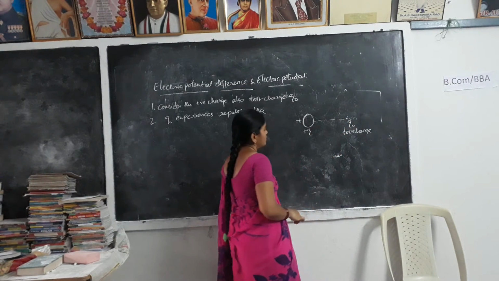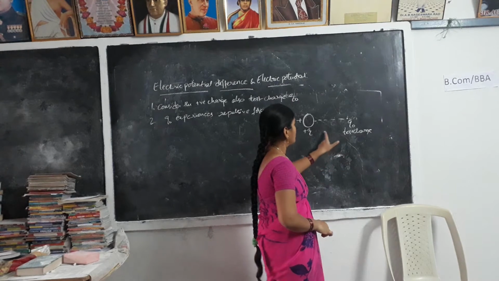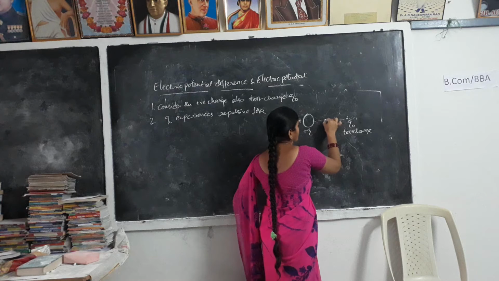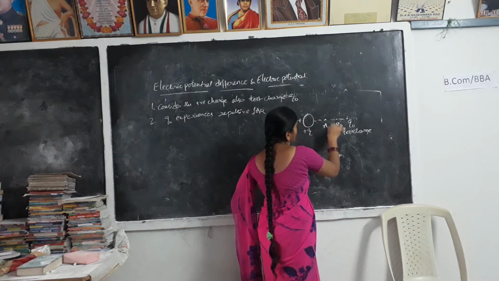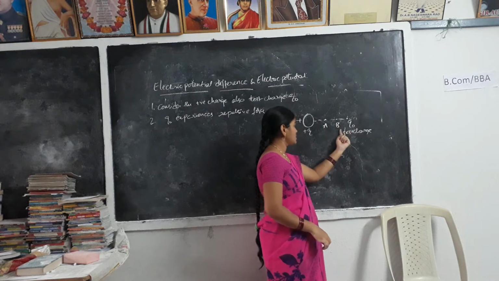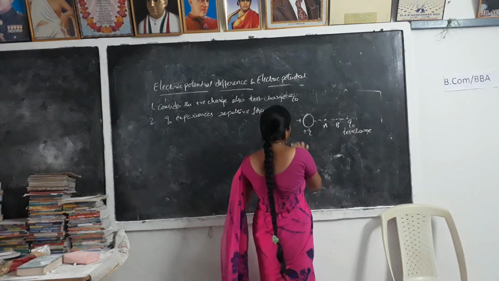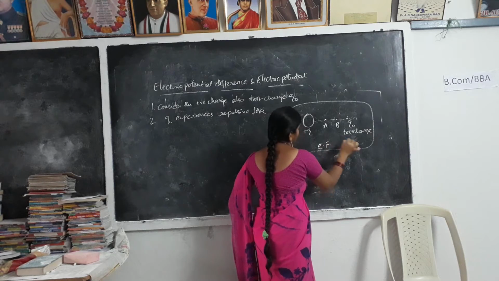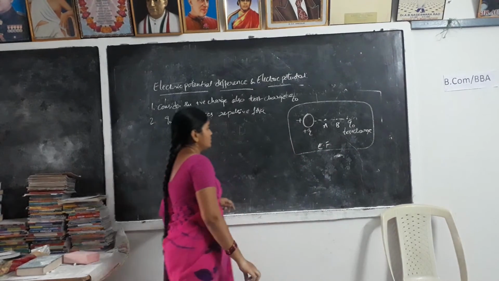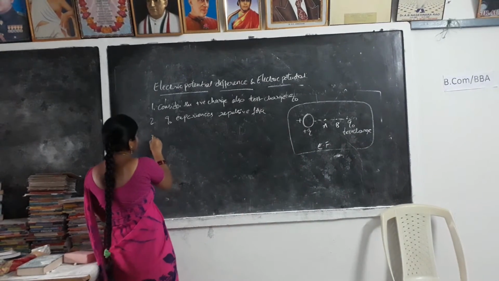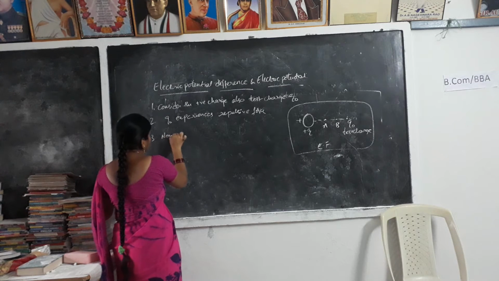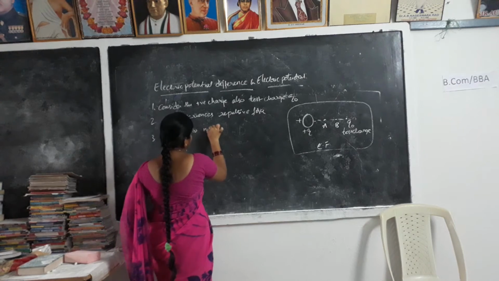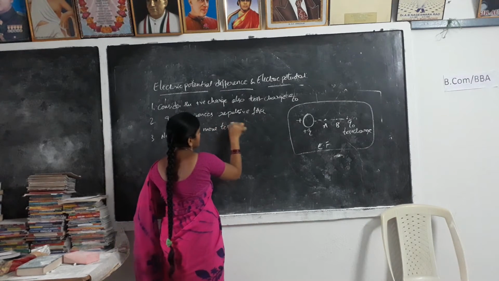So on experiencing repulsive force, we consider 2 points, right? Here our aim is to move the test charge from B to A in an electric field. If we consider this is an electric field, now the aim is to move the test charge.